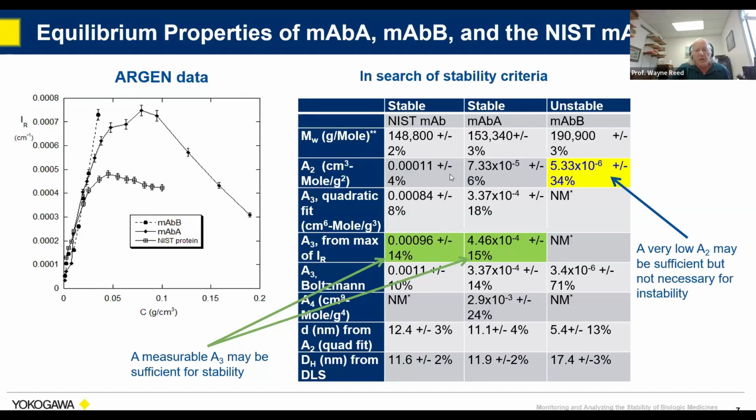A2, you can see, is on the order of 10 to the minus fourth for these two stable ones here, whereas that's 10 to the minus six. So it's well over an order of magnitude less for the unstable one. And what A2 measures is the energy interactions between two particles as they approach each other. If it's positive, it means they're repulsive. If it's negative, you're probably on your way to associations and or irreversible aggregation.